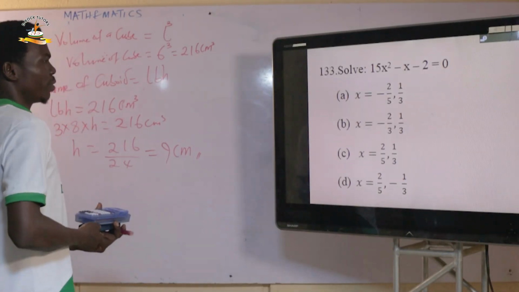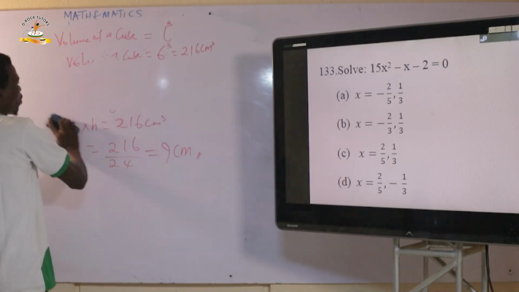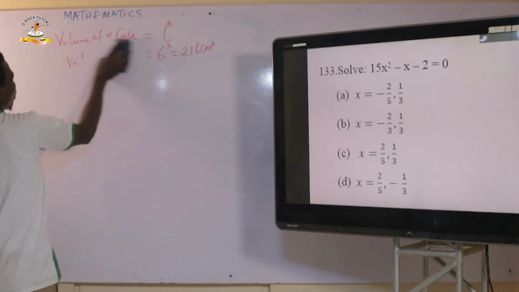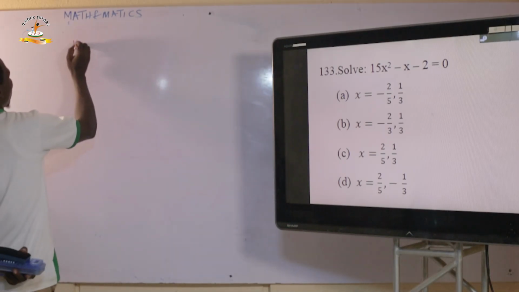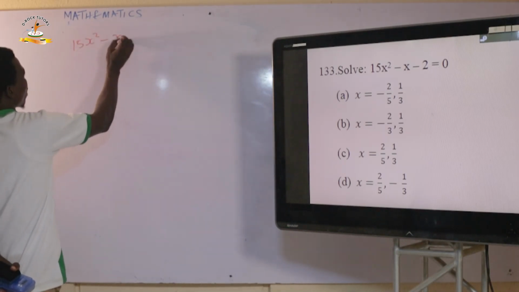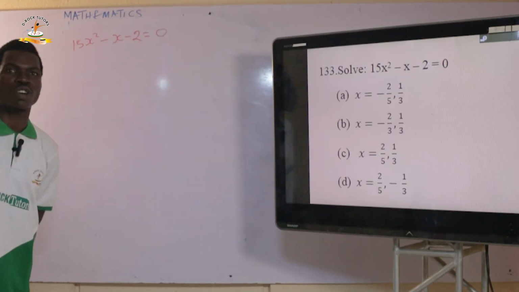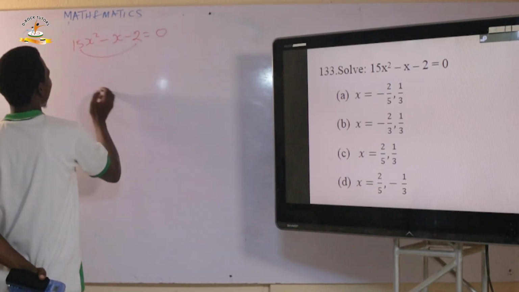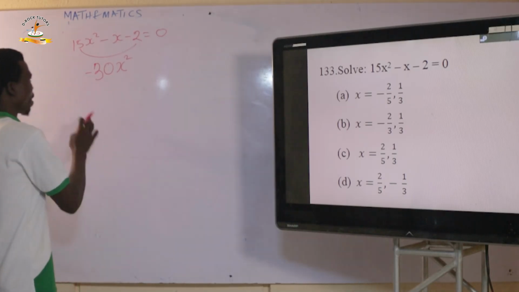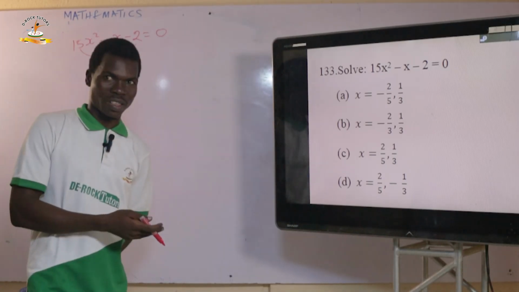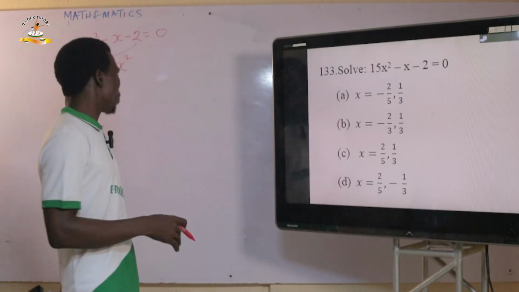Alright, so 15x squared minus x minus 2 equals 0. That's a quadratic equation. Don't forget, we can use our factorization method. We multiply this, and this is going to be what? Minus 30x squared. What are the two factors of minus 30x squared which, when multiplied together, give me minus 30x squared, but when added together, will give you what?